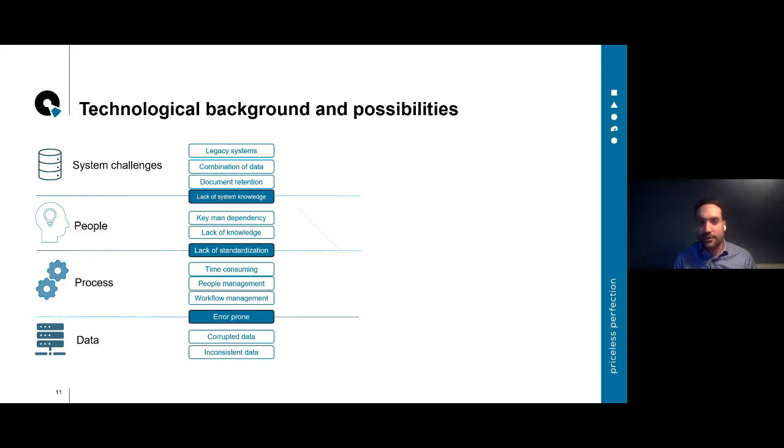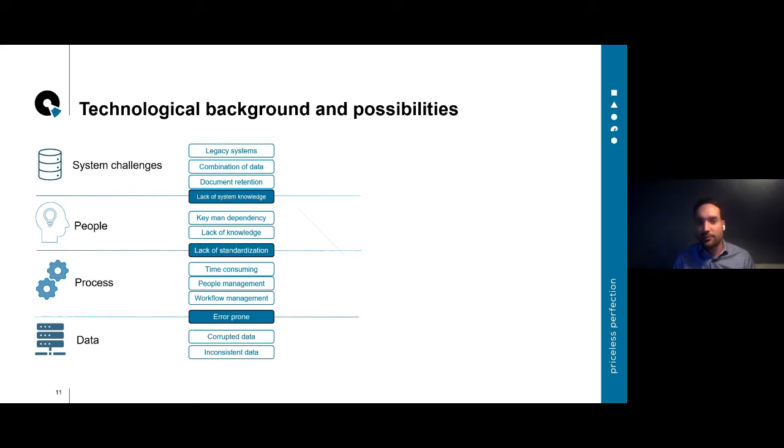There can also be problems with document retention. Data for finance can be stored for an X amount of years, but for tax purposes, it could be that the data should be stored longer. Then you also have the lack of system knowledge because the systems have been around for some time and not everybody is used to working with them. So then you get to the next challenge, and that's the people challenge.